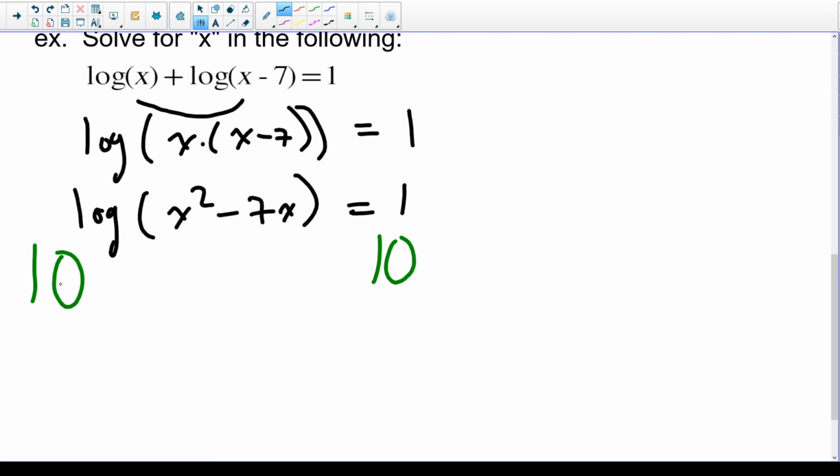This is an inverse function of a function. Whew, thank you. An inverse function of a function kills the function and pulls out the argument, which in this case is x squared minus 7x. On this side, we have 10 to... don't do that to me.